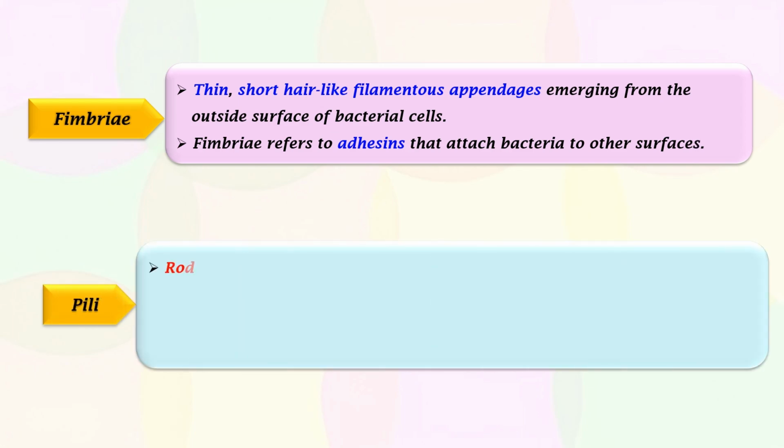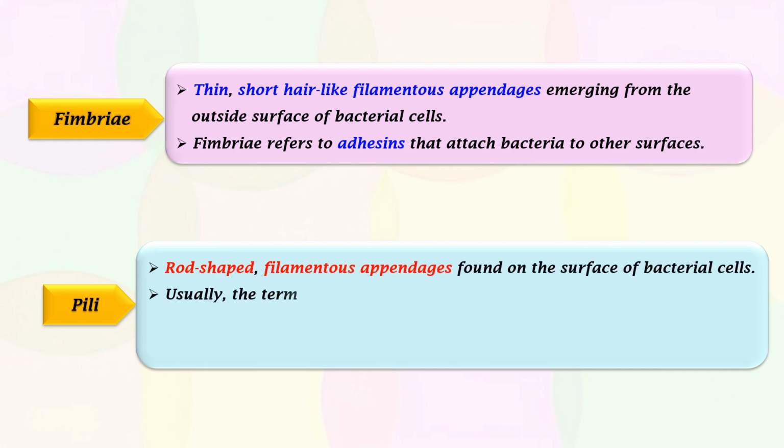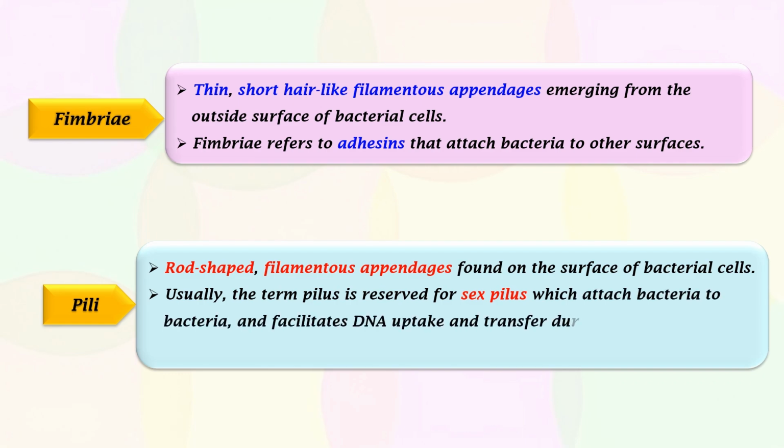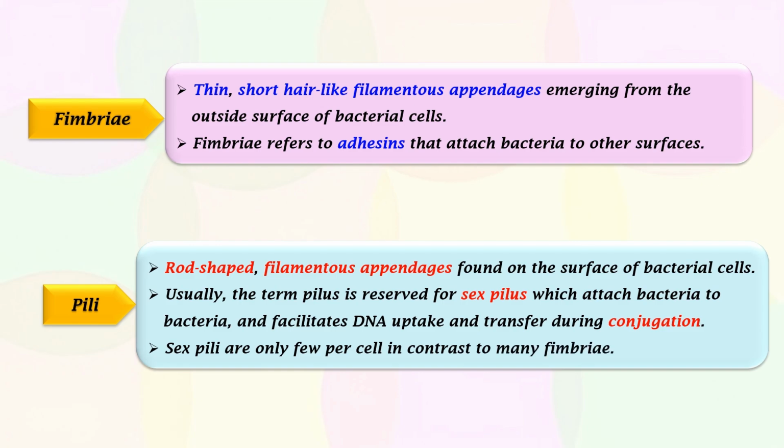Pili. These filamentous appendages are rod-shaped and are found on the surface of bacterial cells. The term pilus is reserved for the sex pilus, which attaches bacteria to bacteria and facilitates DNA uptake and transfer during conjugation. Sex pili are only a few in number per cell, in contrast to many fimbriae.